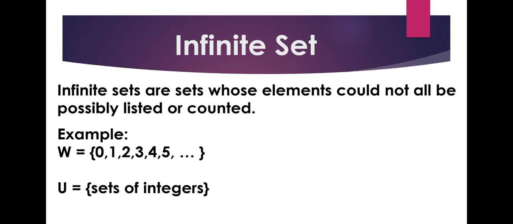Pag infinite set naman or infinite sets, these are the sets whose elements could not all be positively listed or counted. Mabilis niyong matatandaan to kasi ginagamitan siya ng ellipsis or tatlong tuldok. That means, hindi na natin mabibilang kasi sobrang dami. Let's say, W is set of whole numbers. We have 0, 1, 2, 3, 4, 5, and so on hanggang mag-millions, billions, trillions. And then, let's say you are sets of integers. Ang integers din ay super dami or super haba din. So, example sila ng infinite sets. Hindi na natin siya kayang bilangin.